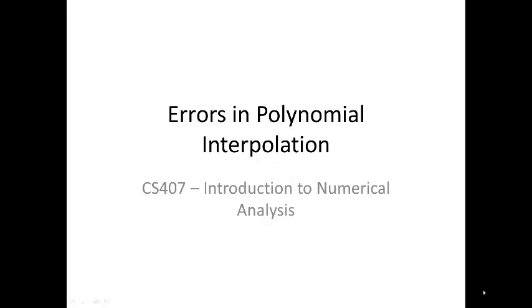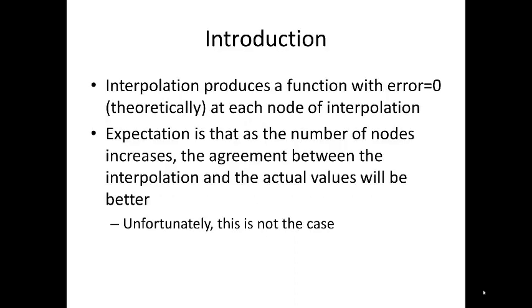CS407 Numerical Analysis, Section 4.2: Errors in Polynomial Interpolation. This is going to be somewhat of a shorter section than what we had last time with the 20 pages of interpolation. Interpolation, if you'll recall from last time, produces a function where you have zero error, at least theoretically. You may get machine numbers or rounding at each node of interpolation. So the expectation is that as you put more nodes in, the agreement between the interpolation and the actual values is going to get better.